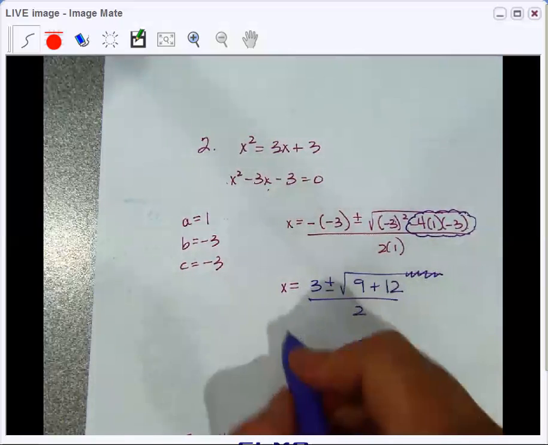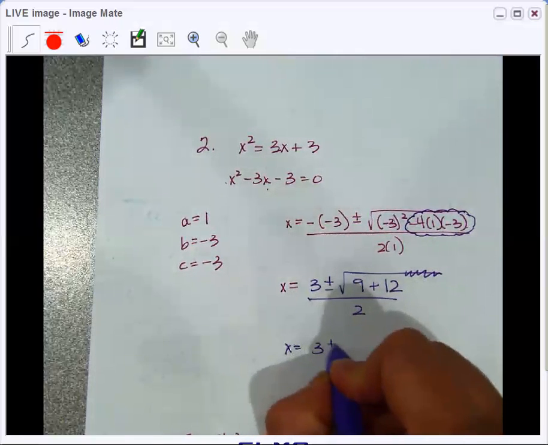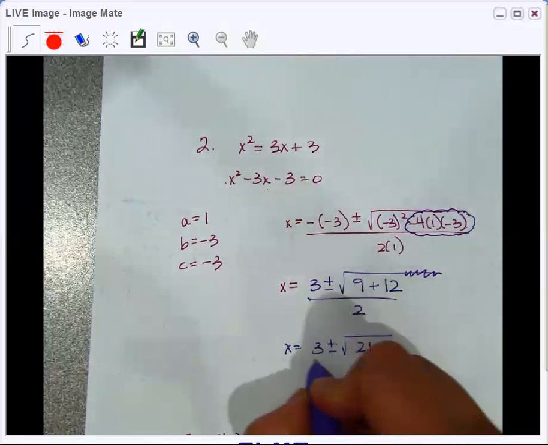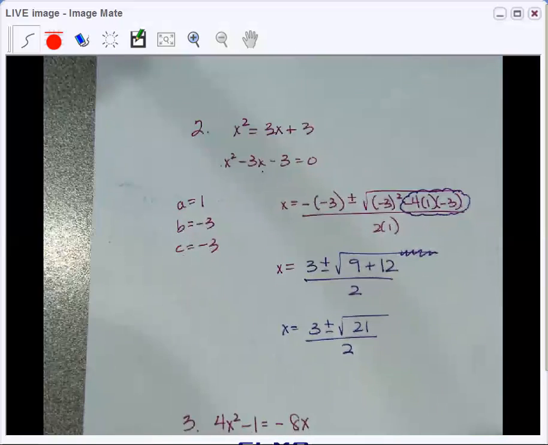All over 2. So 3 plus or minus the square root of 21 divided by 2. And then you split it up and get your solutions.